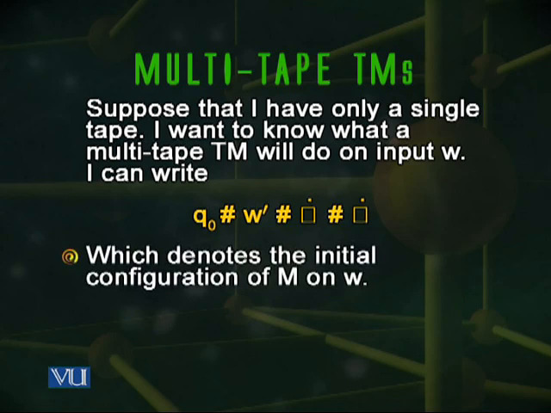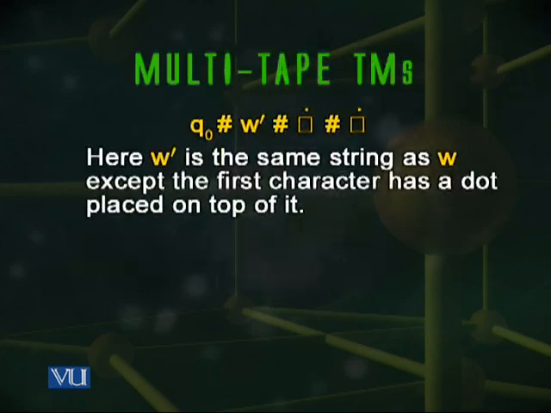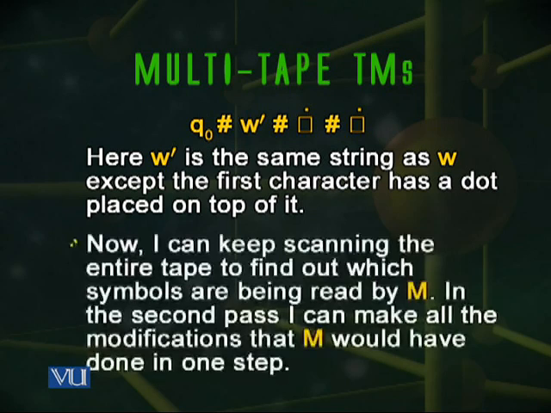This denotes the initial configuration of the machine M on the input W. Here, W prime is the same string as W, except the first character has a dot placed on top of it. Now I can keep scanning the entire tape to find out on which symbols dots have been placed, which will tell me which symbols are currently being read by the Turing machine M. After that, we can make a second pass over this single tape and make all the modifications that M would have done in a single step.